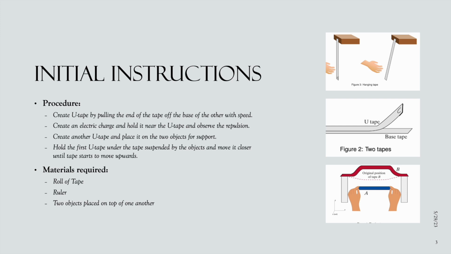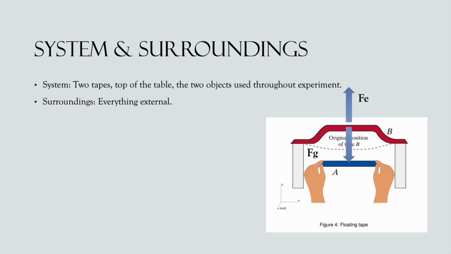The materials required are 3 things. 1, a roll of tape. 2, a ruler. And 3, 2 objects placed on top of one another, but they need to be thick enough so they can stack. For the system, I said it was the 2 tapes, the top of the table, and the 2 objects used throughout the experiment. For the surroundings, it would be everything else in the environment.